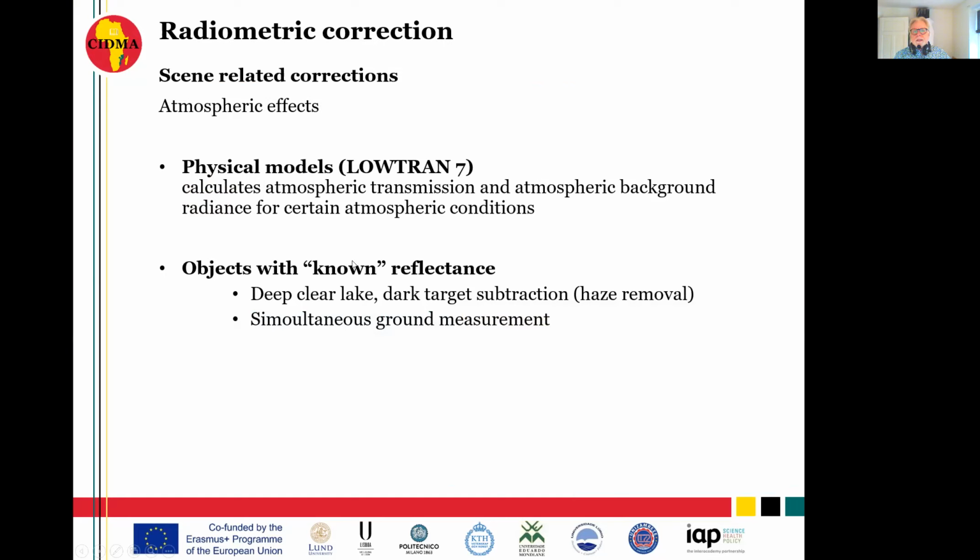But it's possible if we can get that information. A simpler way that remote sensing technicians use is just to correct it for objects with known reflectance. So, for instance, if I have a deep and clear lake in my satellite image, that should be very, very dark, because all the radiation is absorbed by water. So it should almost be 0 in the DN value. And I can look at the difference.